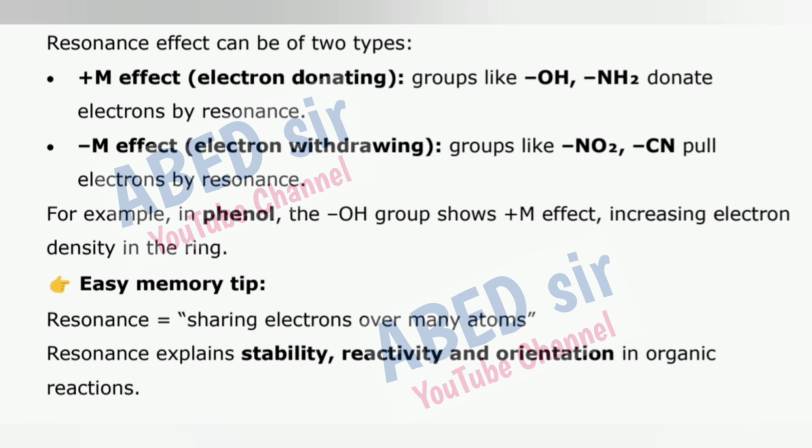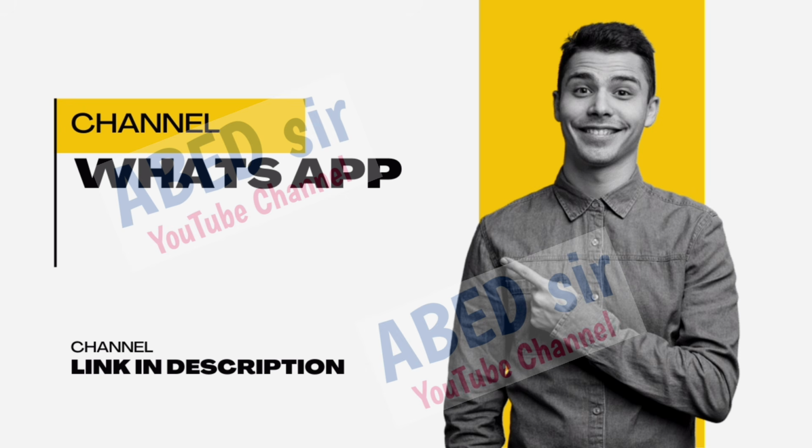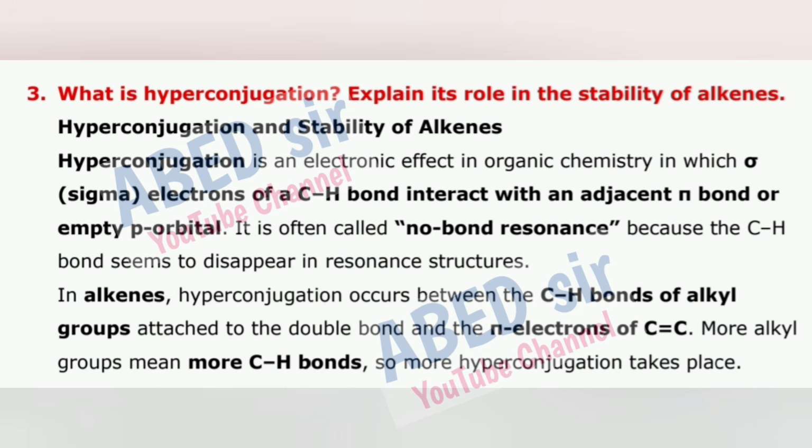Easy memory tip. Resonance: sharing electrons over many atoms. Resonance explains stability, reactivity and orientation in organic reactions. Next important short question is: 3. What is hyperconjugation? Explain its role in the stability of alkenes. Hyperconjugation and stability of alkenes.